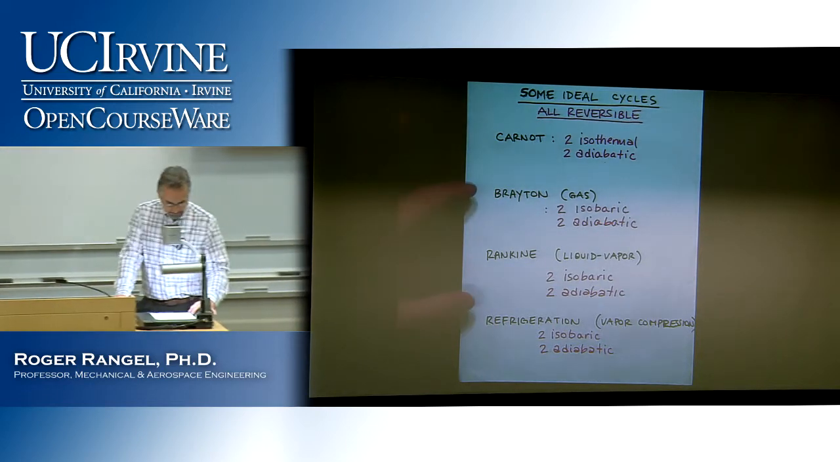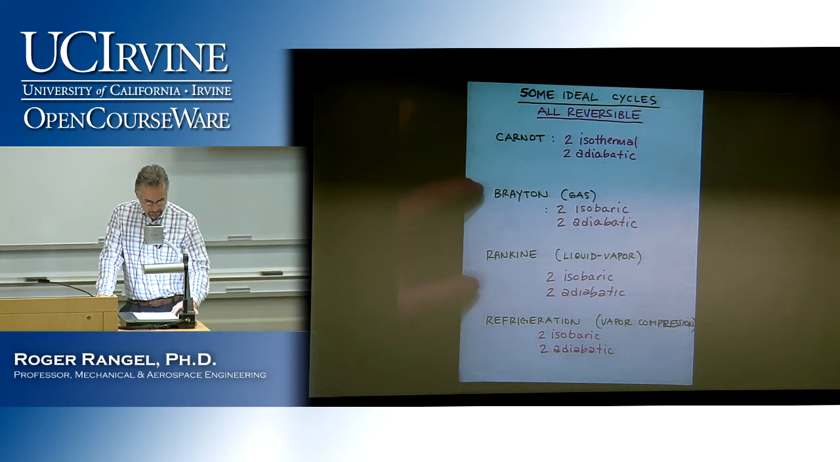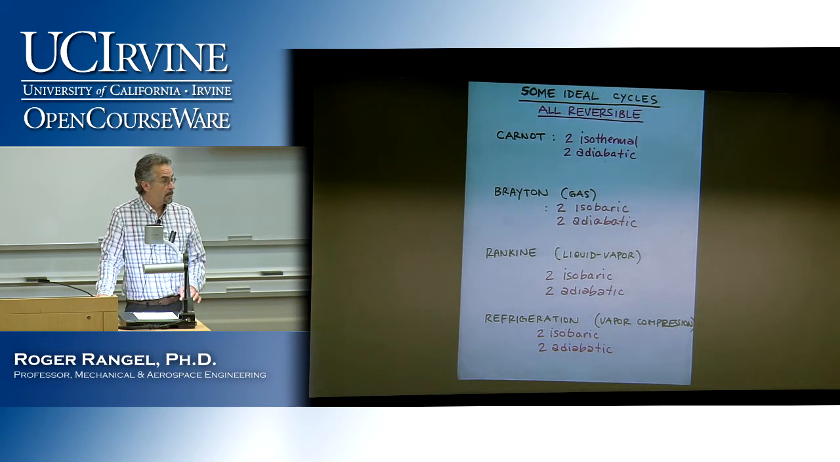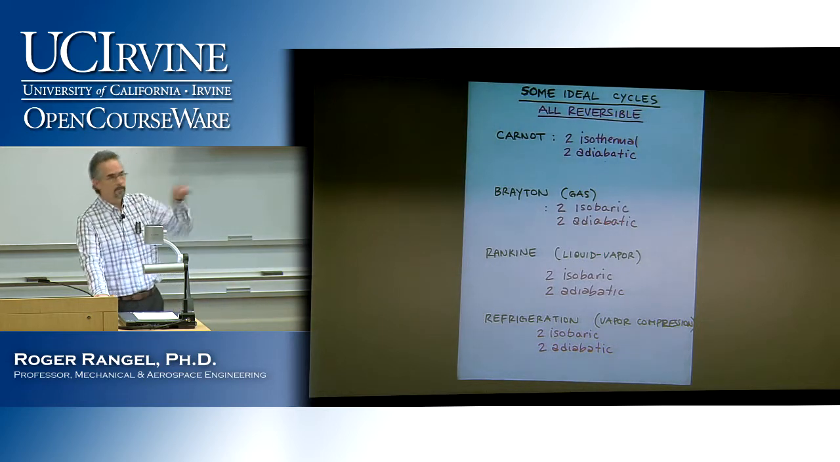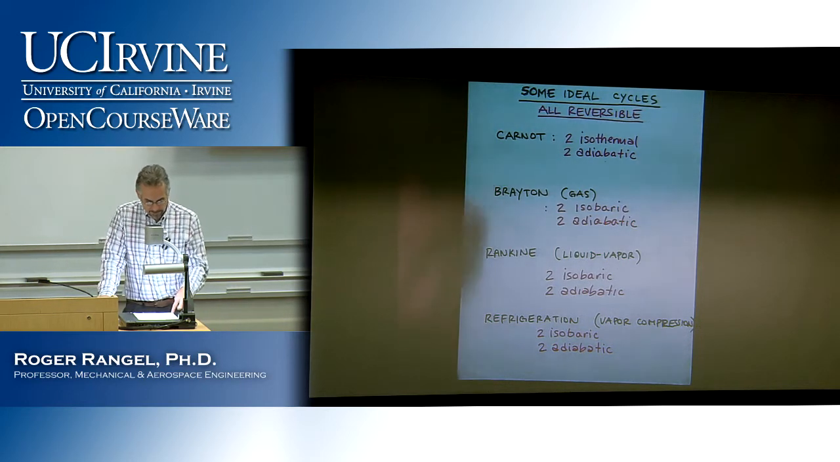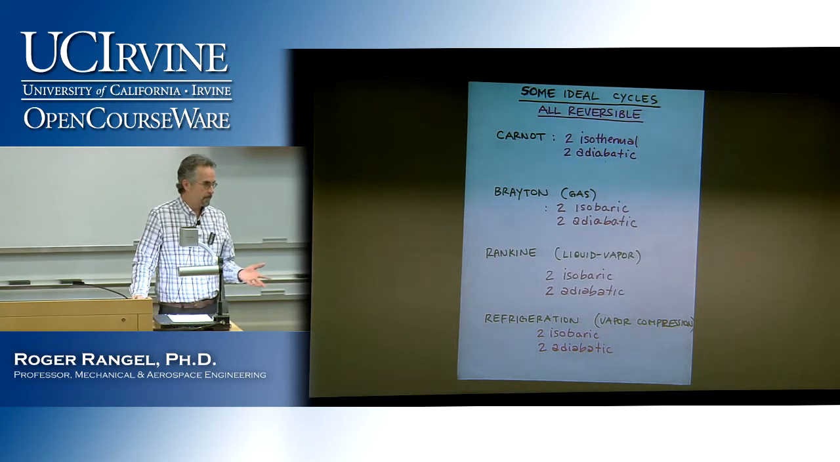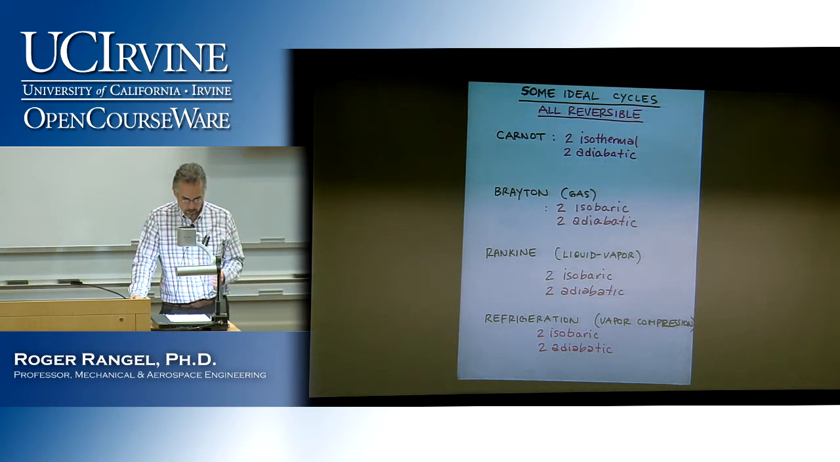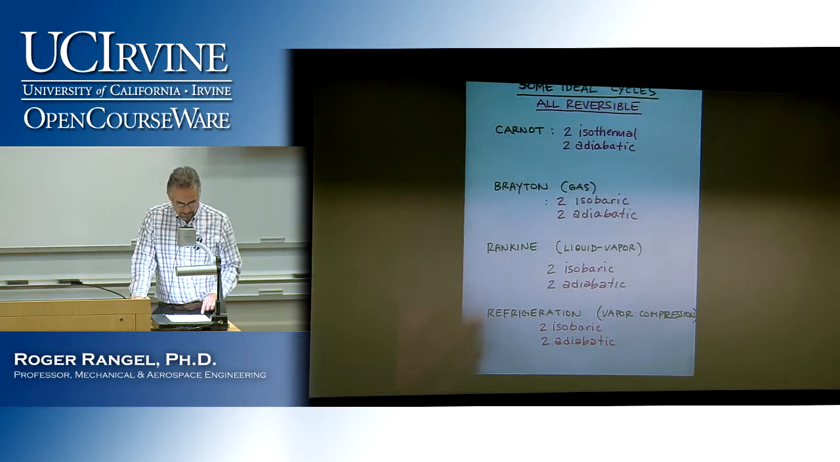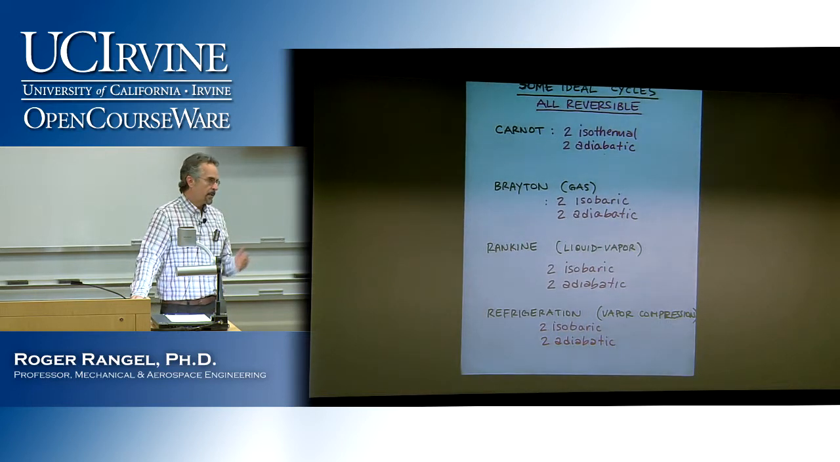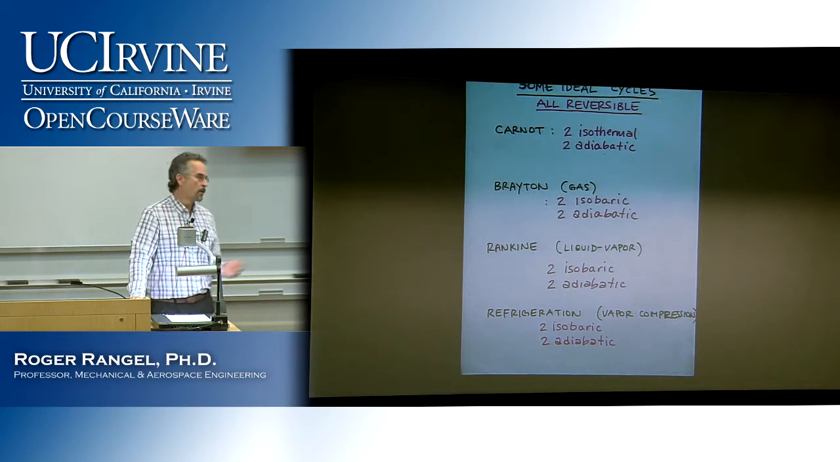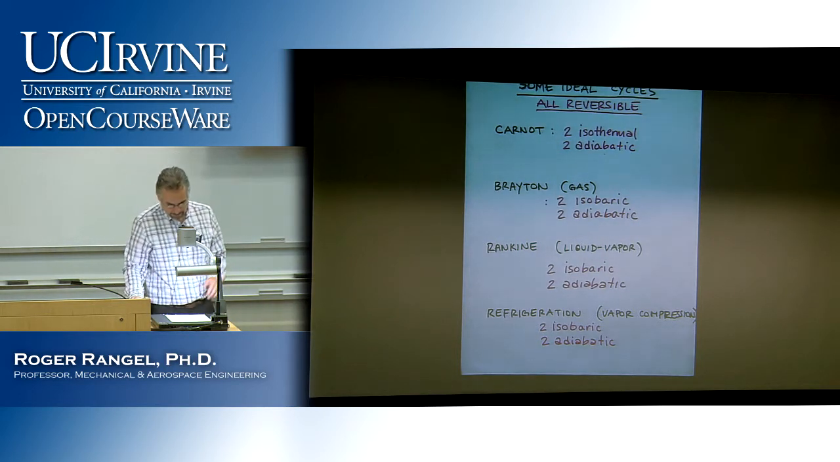And in fact, the first three are power cycles if they are running forward. Remember, the Carnot cycle we can run forward or backwards. The Brayton cycle and the Rankine cycle are seen as power cycles, so they are delivering a net amount of work. The refrigeration cycle is the opposite: you need to put work in to remove heat from a cold space or to add heat to a hot space.